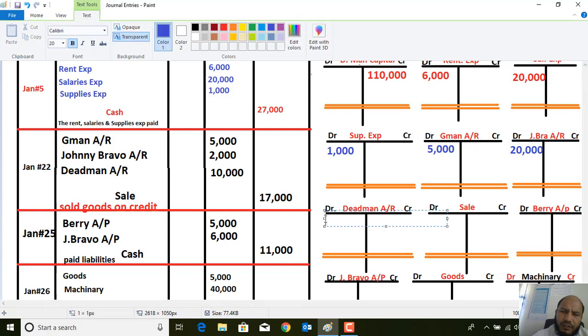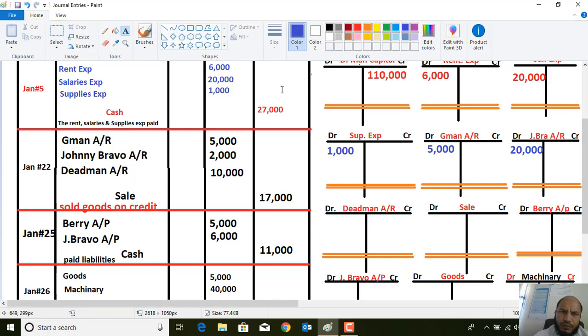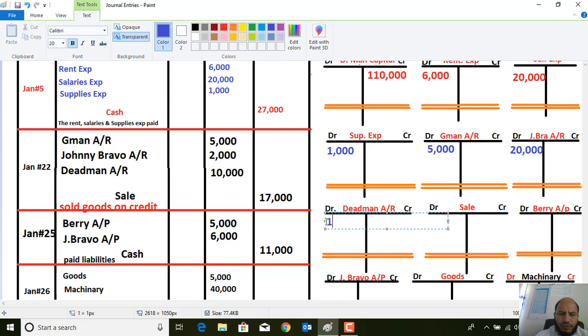Dear students, we also have some other ledgers, for example, the Deedman account receivable ledger. So this is the Deedman account receivable ledger, and we have 10,000 in amount at the debit side. So here we will record the 10,000 rupees under the Deedman account receivable ledger within the debit column. So let's write down 10,000 as a debit record. 10,000 account receivable, the debit side.